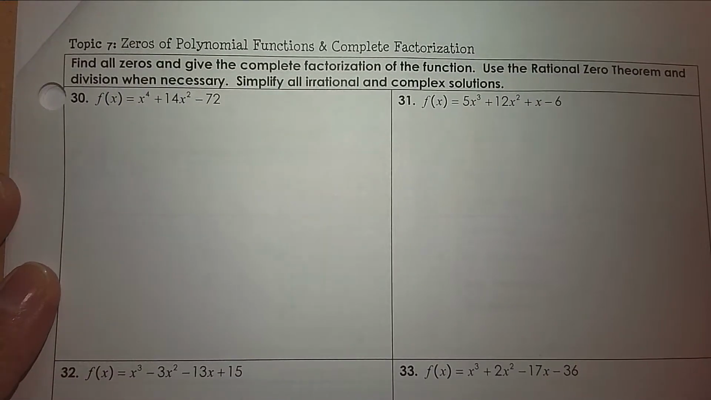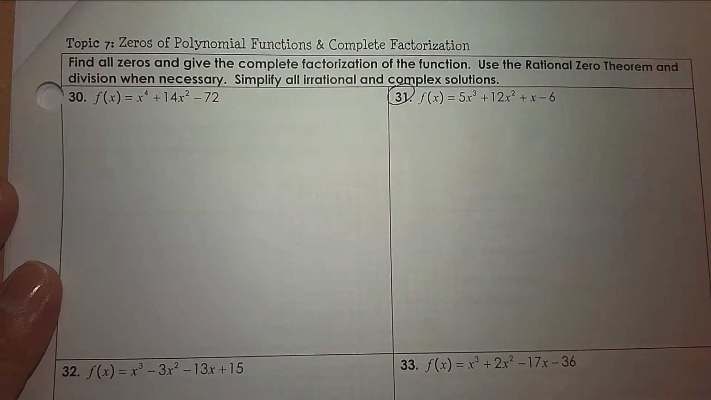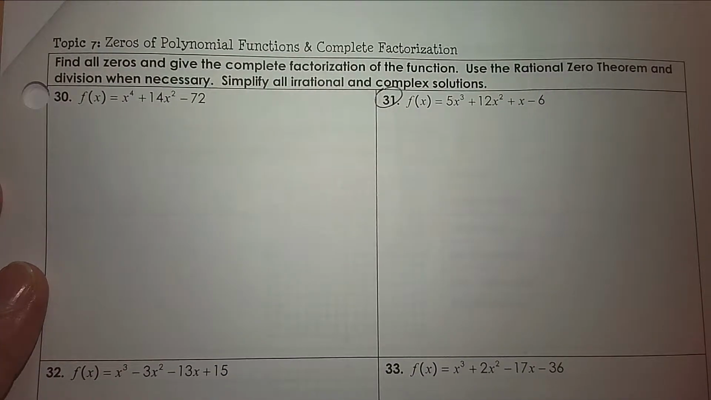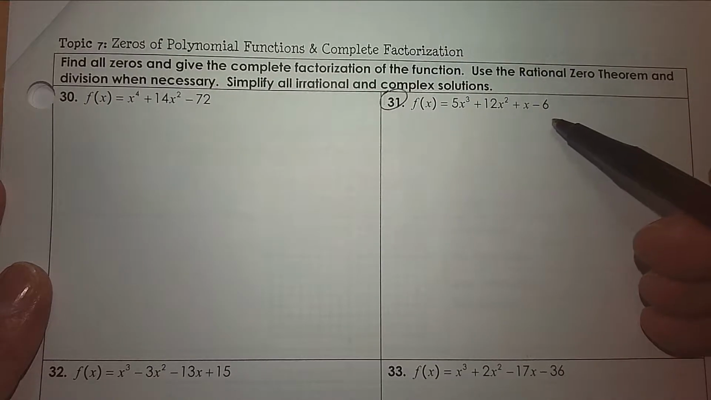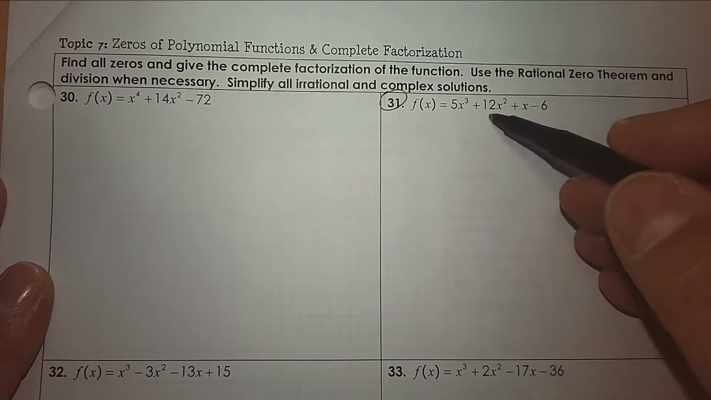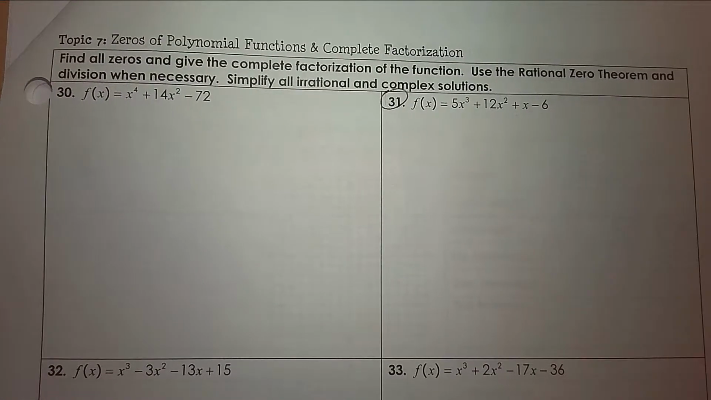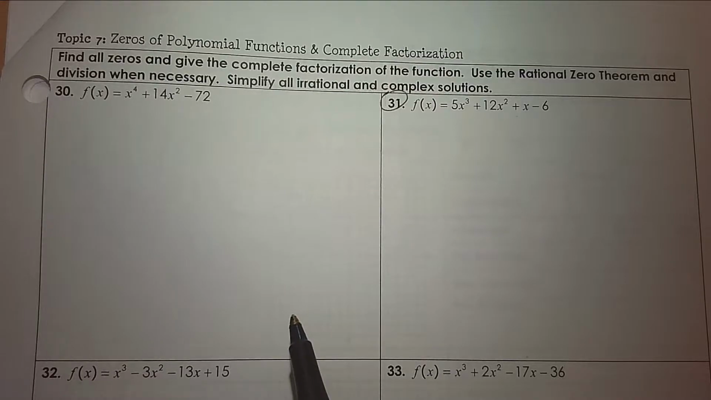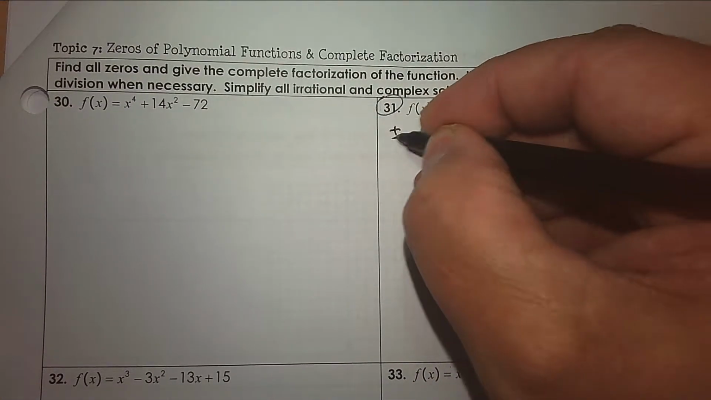So, can you find all the zeros? Like for question number 31, the first thing I would look at is whether it is factorable or not. And when I look at 5 and 12 and 1 and -6, when I try to factor by grouping, the factors aren't going to match. So the only way to factor this is to create a list. What would the list be?